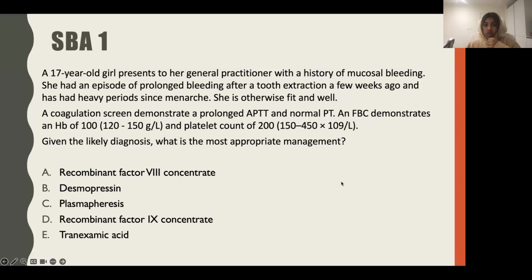A 17-year-old girl presents to her GP with a history of mucosal bleeding. She had an episode of prolonged bleeding after a tooth extraction a few weeks ago and has had heavy periods since menarche. She's otherwise fit and well. A coagulation screen demonstrates a prolonged APTT and a normal PT. An FBC demonstrates a hemoglobin of 100, so it's low, and a platelet count of 200. Given the likely diagnosis, what is the most appropriate management?